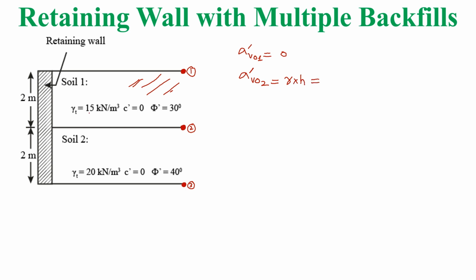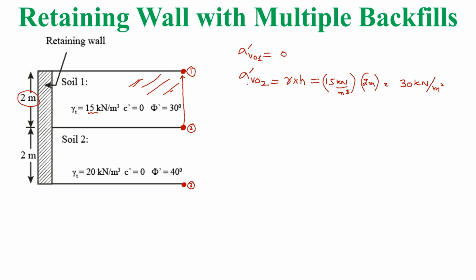What is the unit weight of the first soil? That is 15 kilonewton per meter cube. And what is the height of the soil above this point? You have to consider the height above this point. That is 2 meter. So we will get the answer of 30 kilonewton per meter square.